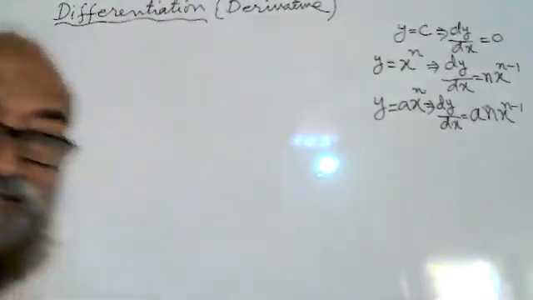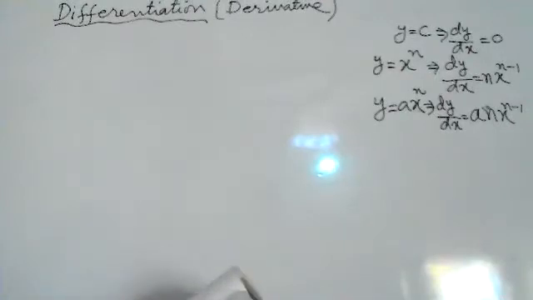So now we will do the exercise. We have the exercise 6.1 on page 243. Exercise 6.1, page 243. Question number 2. Differentiate each of the following, giving your answer with positive indices.